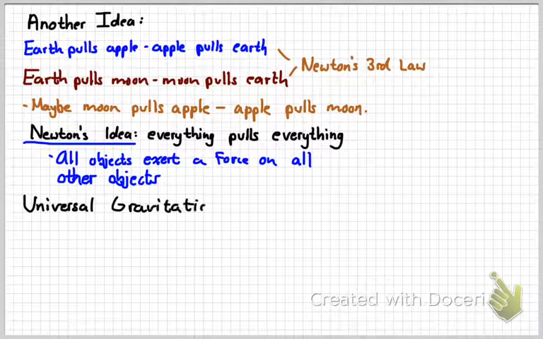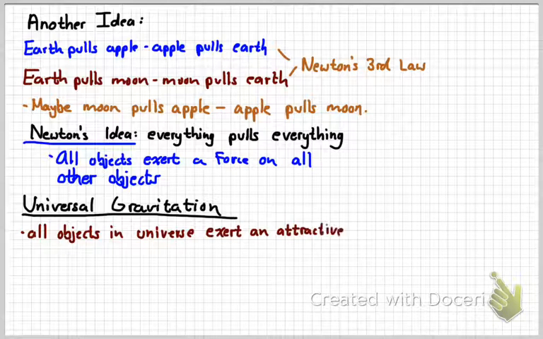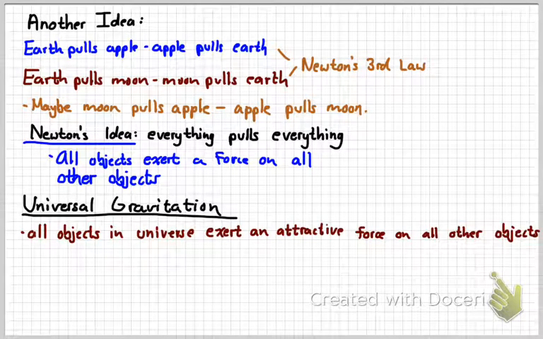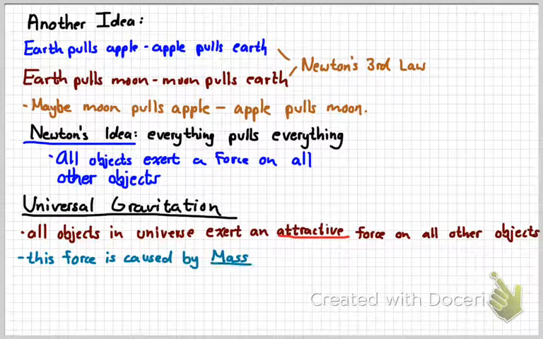Because it exists between all objects, we refer to it as universal gravitation. All objects in the universe exert an attractive force on all other objects. The key word is attractive. It pulls towards it. This force is caused by mass. So because you have a very small mass relative to the Earth, your gravitational force on other objects is very, very small.